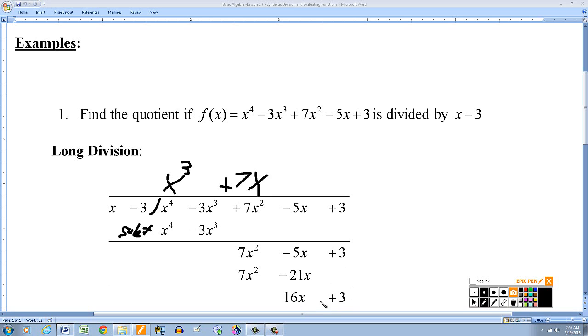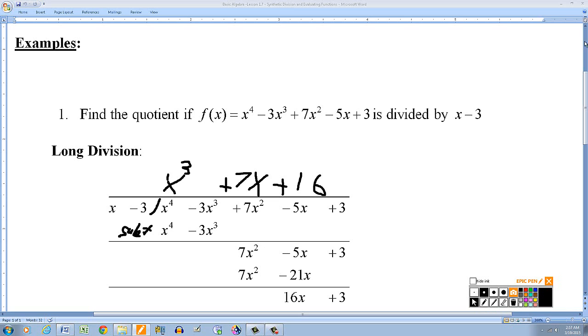But this has a degree of 1, and the divisor has a degree of 1. I have to continue this procedure until the remainder has a degree smaller than the divisor, or until I get a remainder of 0. So I continue. x into 16x, the x's cancel out, and I get 16. Okay, so far then I've got x to the third plus 7x plus 16.